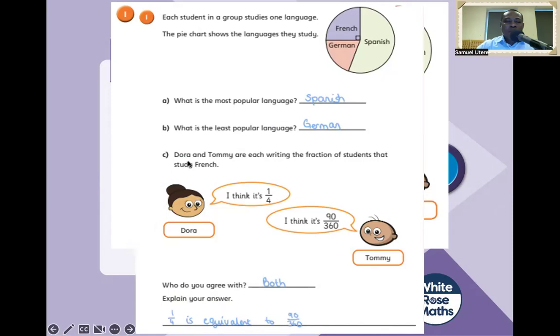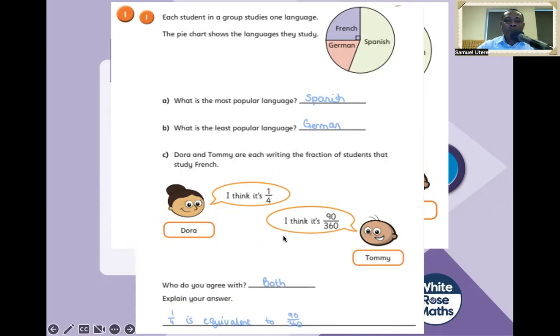Next, you're asked, Dora and Tommy are each writing the fraction of students that study French. Here, she says, I think it is a quarter, 1/4. And then he says, I think it is 90/360. Who do you agree with? Of course, we agree with both.